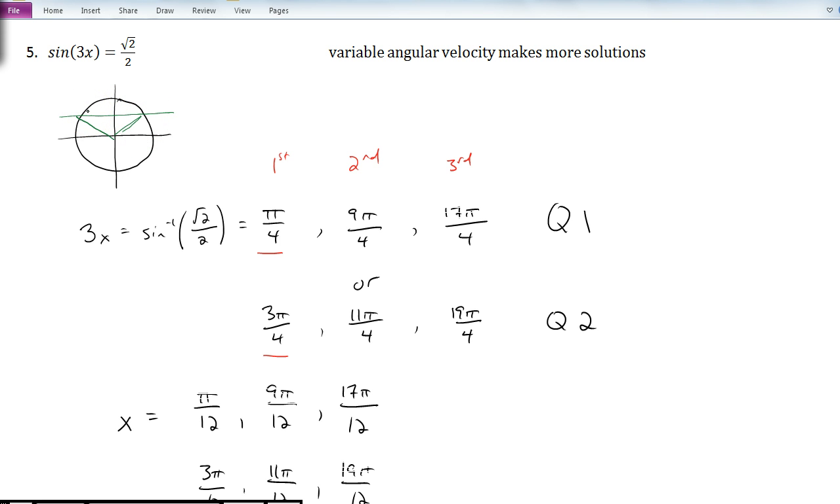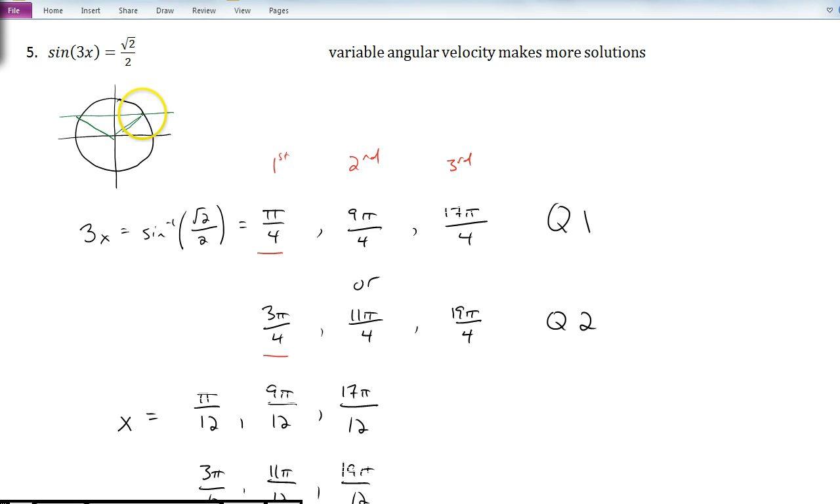Okay, so what I do is I just solve the equation for 3x. I say 3x is equal to inverse sine of root 2 over 2. And I know that's pi over 4. And I know that the second occurrence is 3 pi over 4. That's going to be my second quadrant angle. So 3x, I'm not solving for x, I'm solving for 3x. And I know that I have to go 3 times around the circle.